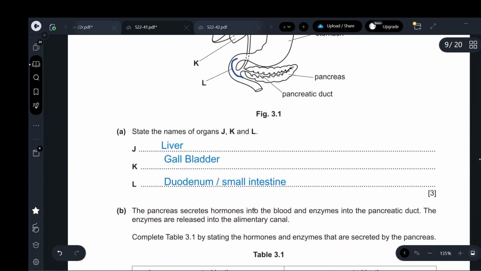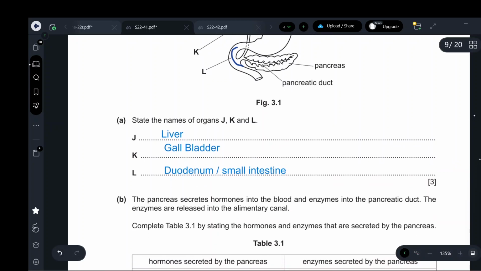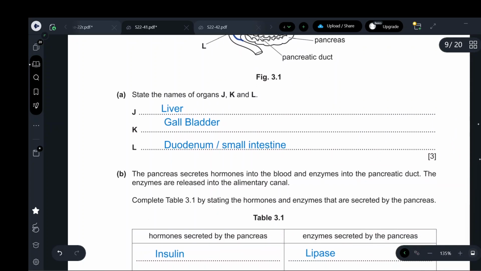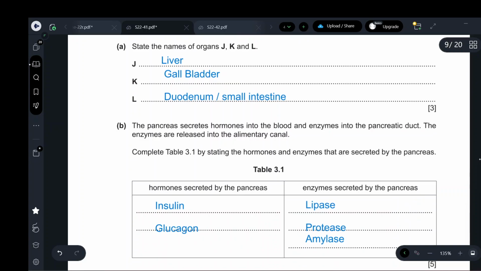The pancreas secretes hormones and enzymes into the pancreatic duct. Complete the table. What are the hormones? Of course, they are insulin and glucagon. What are the enzymes? Lipase, protease, amylase, which are the enzymes in the pancreatic juice.